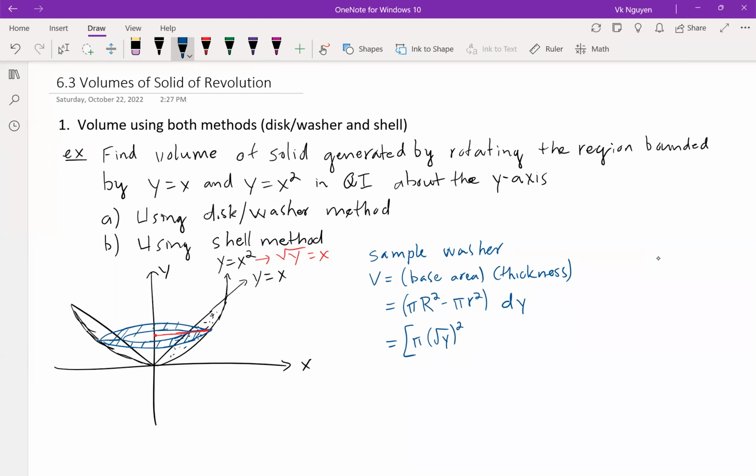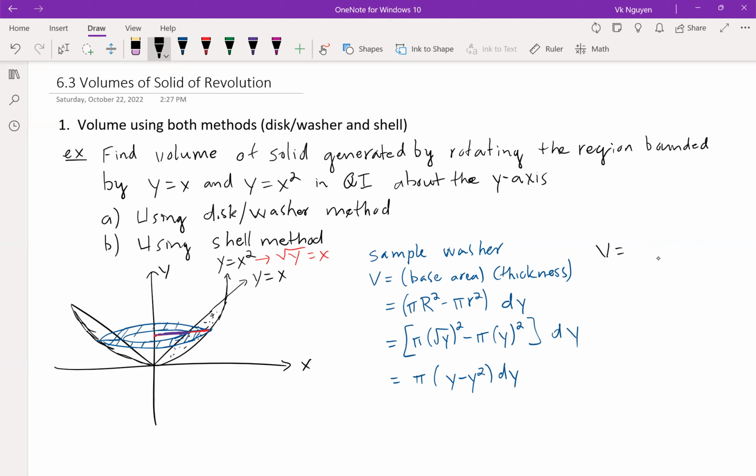Now let's take a look at the smaller radius. The smaller radius is this one. That is also an x distance, but the x distance to the line y equals x. So that would be y. Pi y squared dy. Simplify this and we have pi times y minus y squared dy. Ta-da!